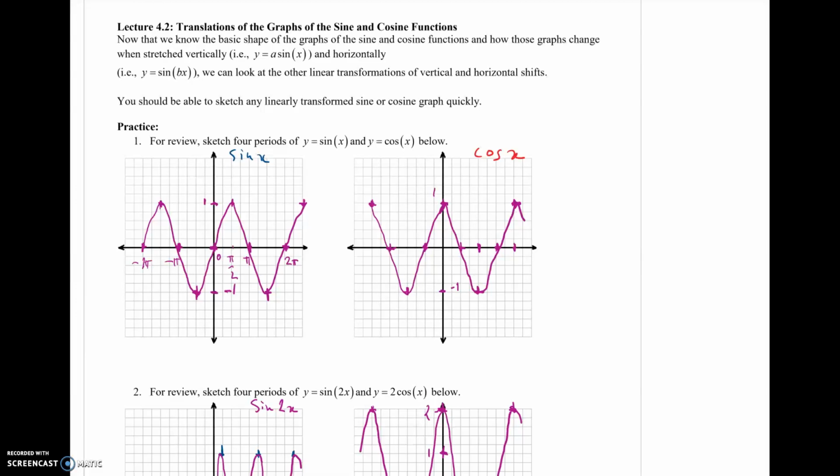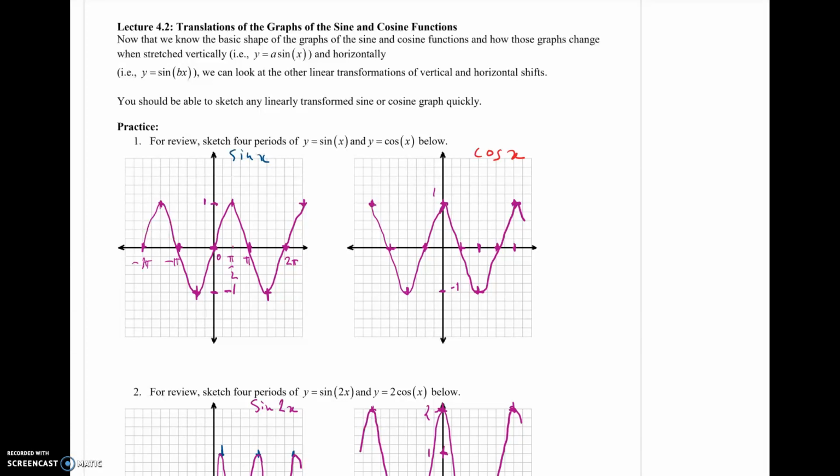Alright guys, so now we are going to look at section 4.2, translation of the graphs of the sine and cosine functions. So now that we know the basic shape of the graph of the sine and cosine functions and how those graphs change when stretched vertically, y equals a sin x, or horizontally, y equals sin bx, we can look at the other linear transformation of vertical and horizontal shift.